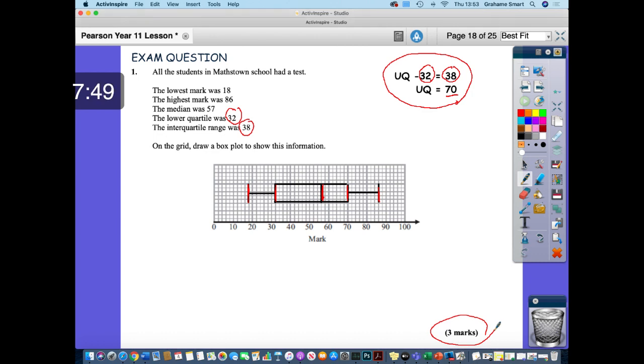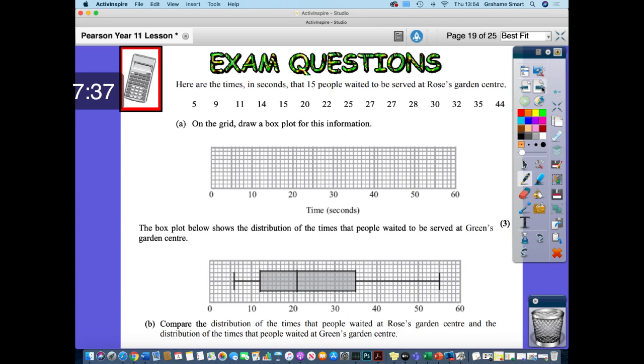Okay, but it's more about the analysis. That's where students tend to fall down. The actual process of constructing a box plot isn't really that difficult if you have the information. So this one here isn't particularly difficult. Again, there is a bit of construction, but then you have to use that information to make some statements for the second part.